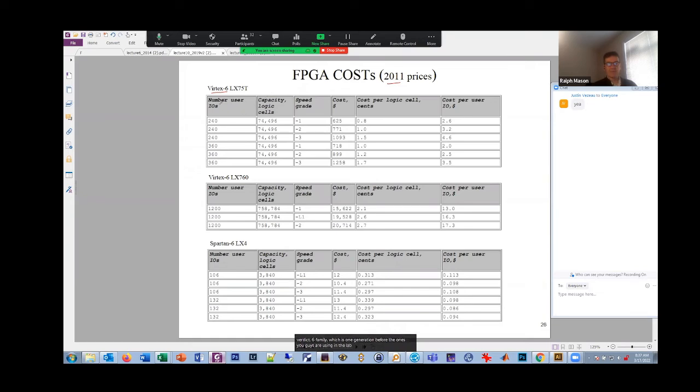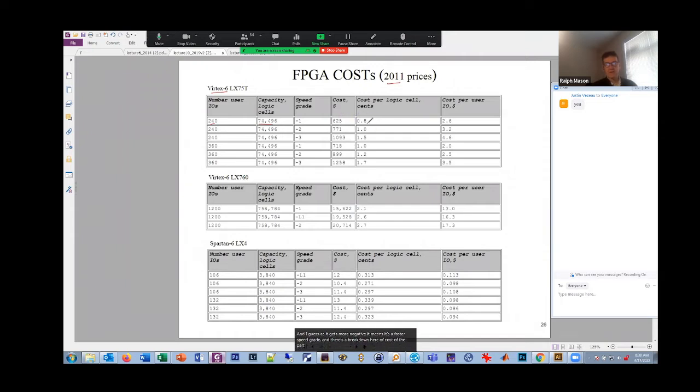A couple things to note here. So this first group is like a low end. These have 240 IOs and they have 75,000 logic cells. And they also have a speed grade. And I guess as it gets more negative, it means it's a faster speed grade. And there's a breakdown here of cost of the part.